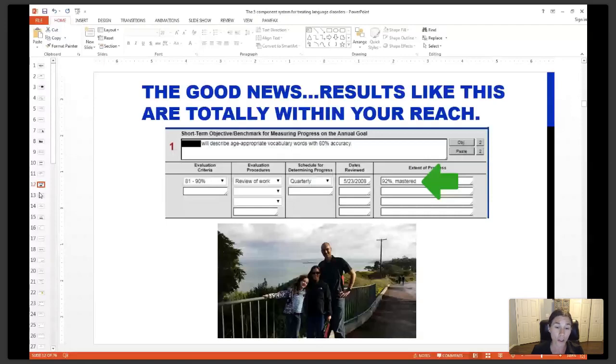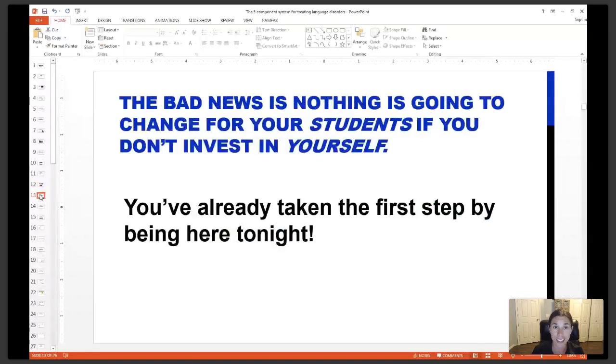So the good news is that you can get results like this if you learn what I'm going to share with you tonight. But the bad news is that nothing will change if you don't invest in yourself and invest in the time to learn those things. And obviously, you've already taken the first step by being here tonight and showing that level of commitment. So you're already part of the way there.